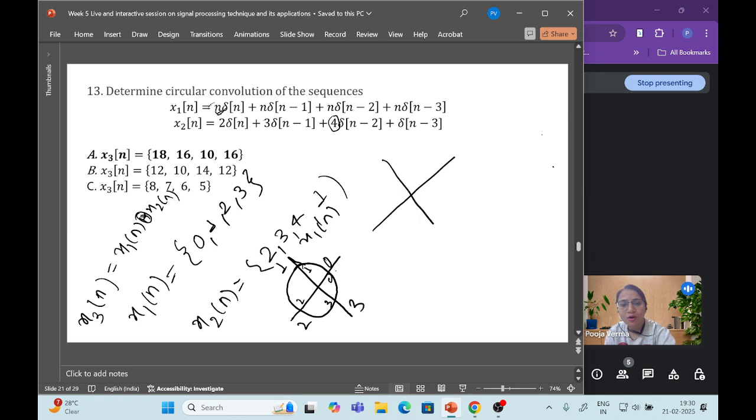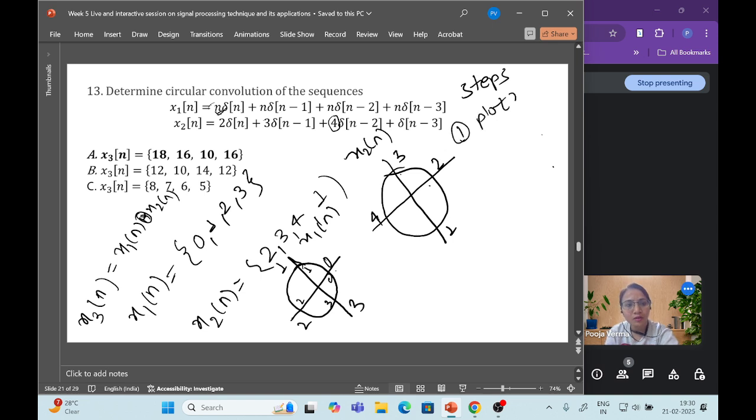Now we also have to take the other one, x2 of n. So at the 0th position it is 2, then 3, 4, 1. To solve using this method, the steps include: first, plot x1 of n and x2 of n in this form, circular form. Next, take the inverse of x2 of n. That means take the inverse.